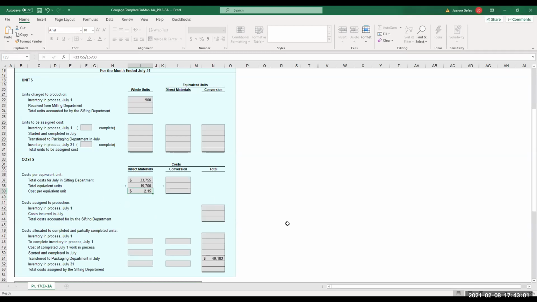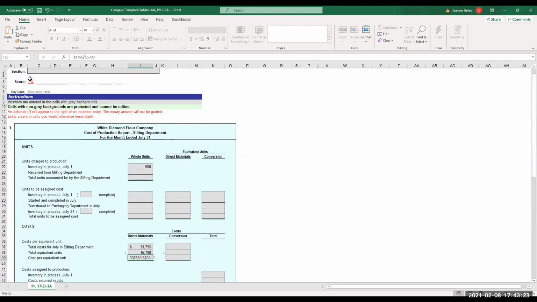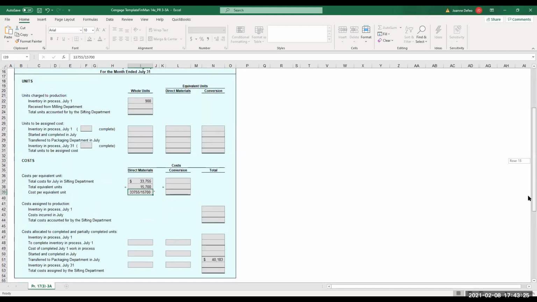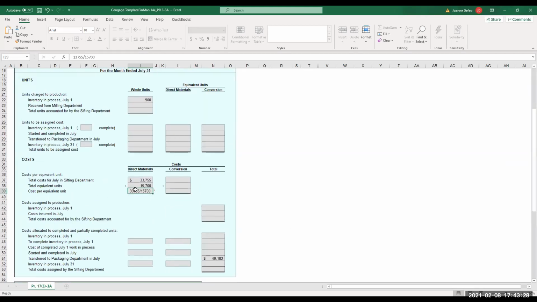Now, look what happens if I put the formula in wrong. 33,755 divided by 15,700. Look what happens. First of all, there's no number. And there's a red asterisk. Somebody handed in a template like this. And what happens is it takes points off and you don't get a good grade up here. So I just want to make you aware of how these Cengage templates, they're temperamental. So what's missing? The equal sign.